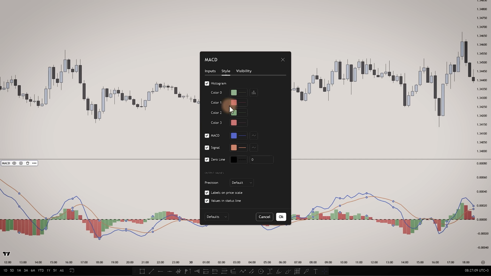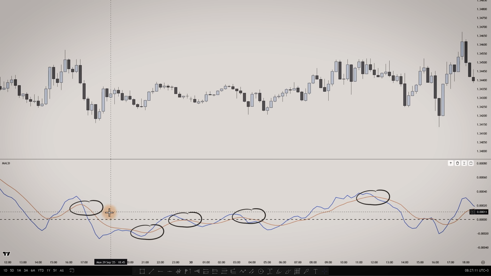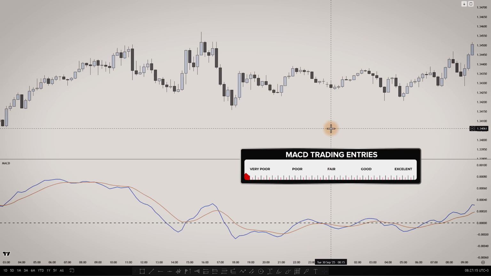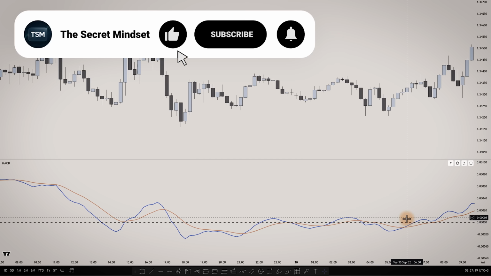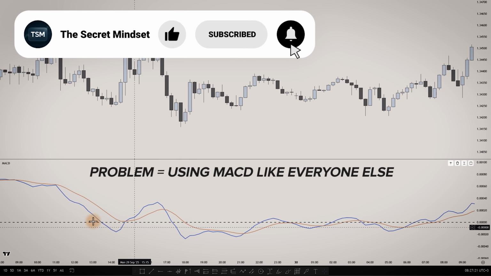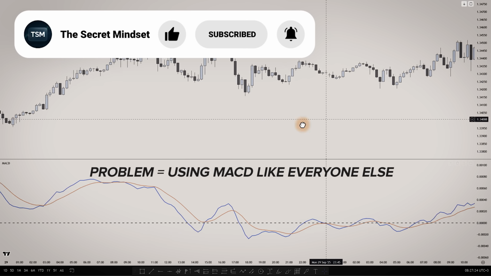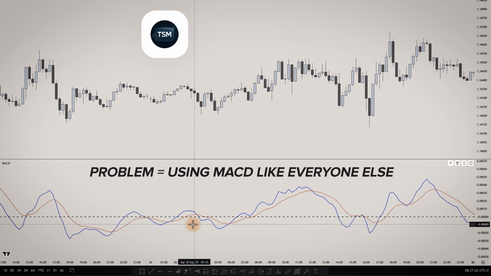Let me show you something painful. See all these MACD crossovers? I took every single one when I started trading. Lost money on 8 out of 10. The problem wasn't the indicator. It was that I was using it like everyone else uses it. You probably do the same thing right now.